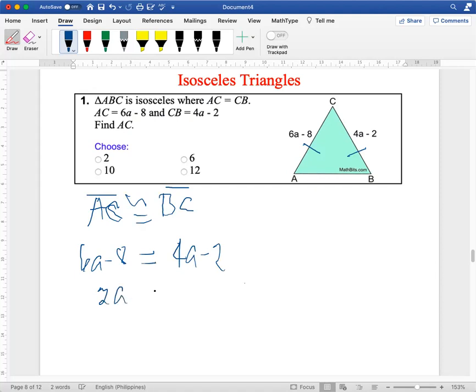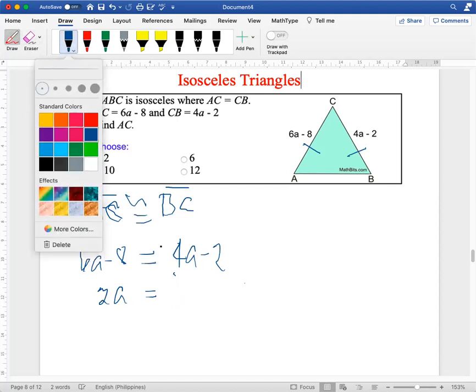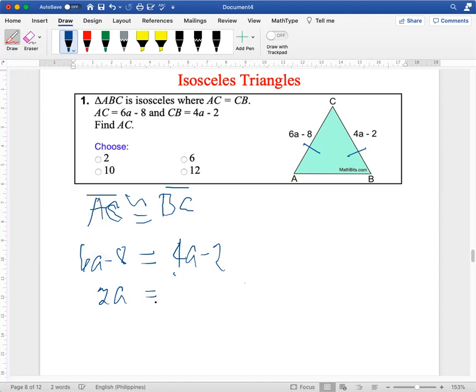So we have A is equal to 6, correct? Okay, so let me just fix this. So this becomes 6. 8 minus 2 is 6, and A is equal to 3, right?